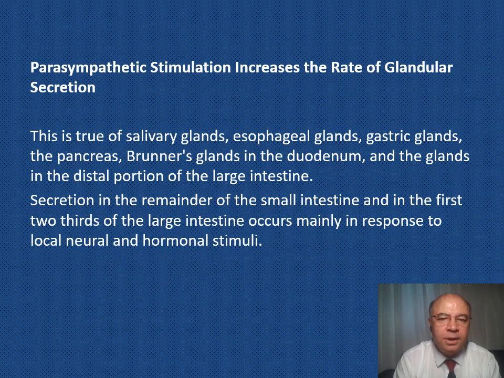Parasympathetic stimulation increases the rate of glandular secretion. This is true of salivary glands, esophageal glands, gastric glands, the pancreas, Brunner's glands in the duodenum, and the glands in the distal portion of the large intestine. Secretion in the remainder of the small intestine and in the first two-thirds of the large intestine occurs mainly in response to local neural and hormonal stimuli.